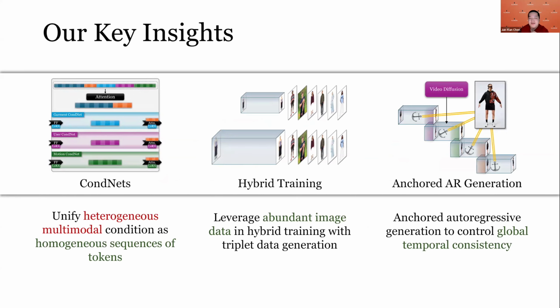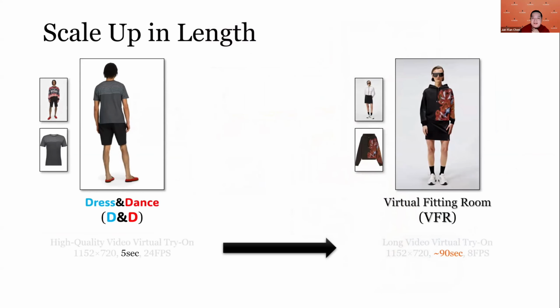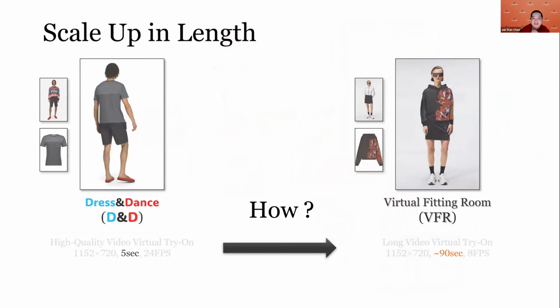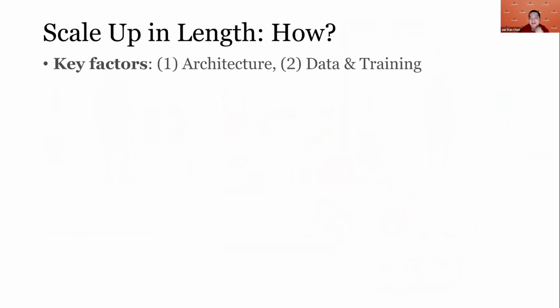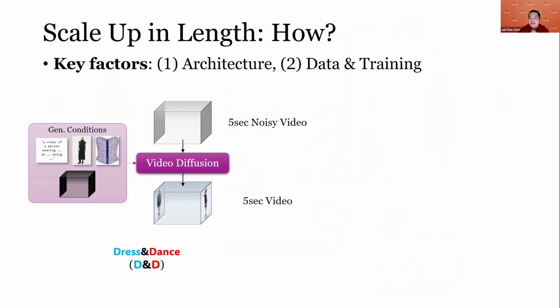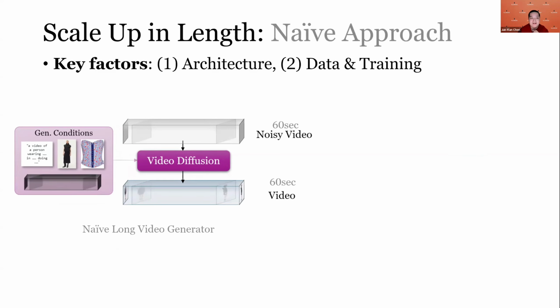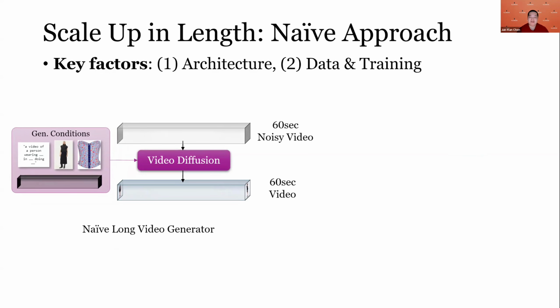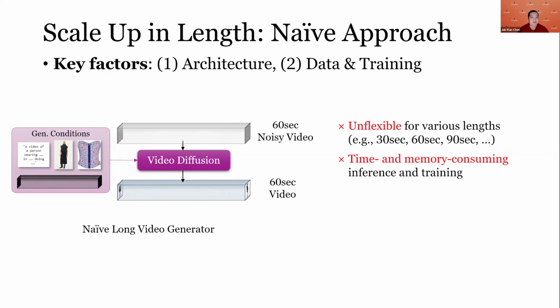Now we will move on to the long video try-on. First, how should we scale up Dress and Dance to long virtual try-on videos? Similarly, there are two key factors, the architecture and the data. In Dress and Dance, we generate a 5-second video by denoising a clip. A naive way to extend the length is to just scale to a 1-minute long video directly, but it also has major drawbacks. First, its length is fixed. Second, it is time and memory consuming because the cost grows quadratically. Third, it requires real long video data, which is less than 1% of our dataset.